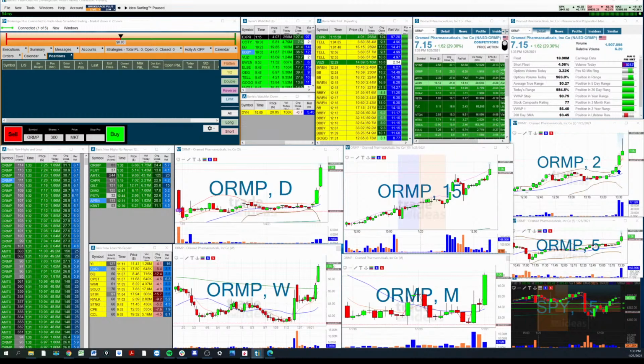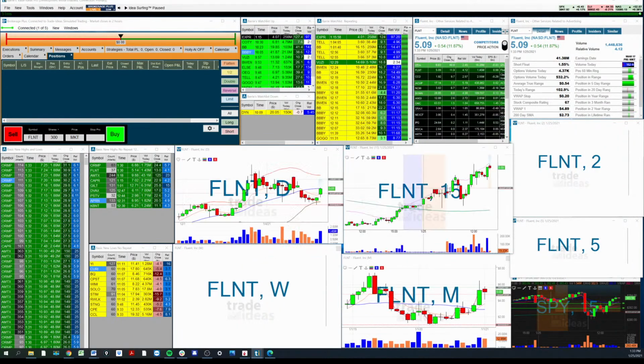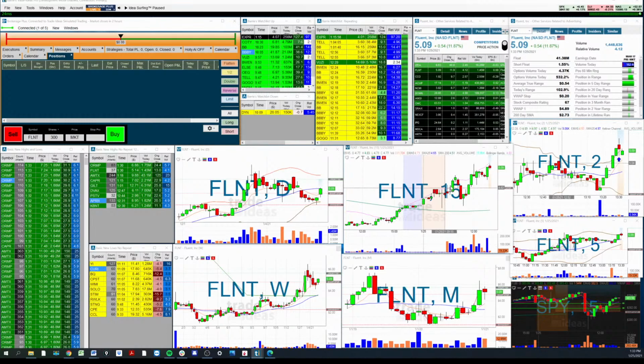Meanwhile, ORMP 688, what did it get up to? 725. So that's the alert from my options. Here's another one, FLNT. Okay, this could be interesting. It hasn't moved that much. 550 is the next high looking left. The alert came in at 514. So I'm going to keep an eye on this one and see if it keeps moving.